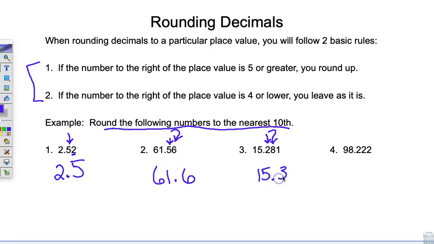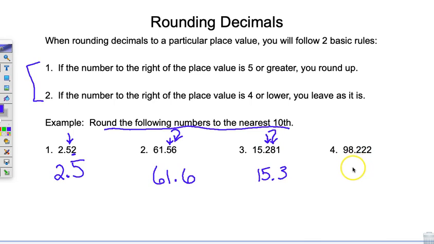15.3. And that's because this number is closer to 15.3 than it would be to 15.2. And that's because we've got 81 right here. So that makes that number closer to 15.3.